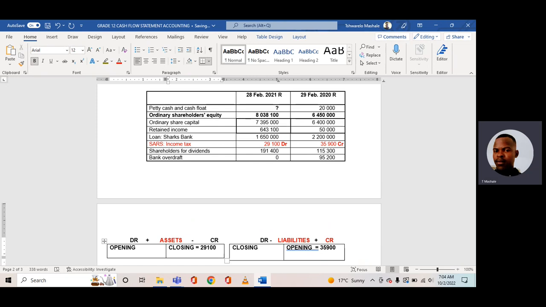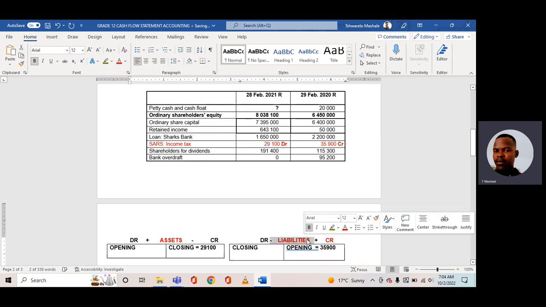29,100. Let me repeat it again. You have your liability account and you have your asset account. Therefore, it says that you have an opening. Your opening is a CR. If it's a CR, it tells you that it's a liability. Therefore, if it's a liability, you must record the opening on the credit side. Therefore, here you record that.